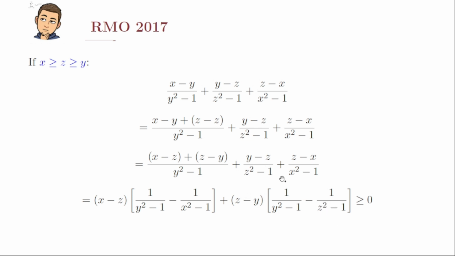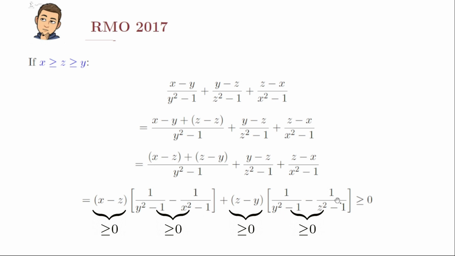You can easily check that, and I add the inequality that this is bigger than or equal to 0, because it is obvious that this is non-negative: x is bigger than or equal to z, and z is bigger than or equal to y, and since y is less than or equal to x, we have that the fraction 1 over y squared minus 1 is bigger than or equal to the fraction 1 over x squared minus 1.